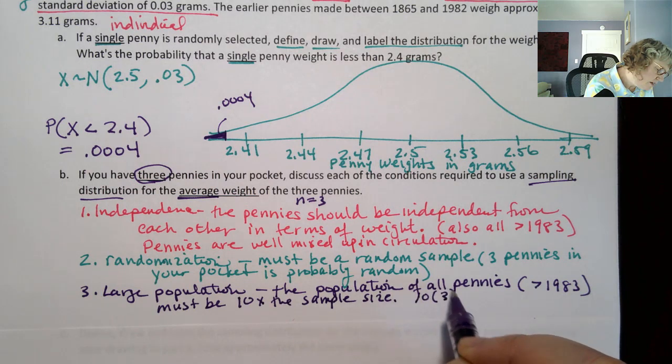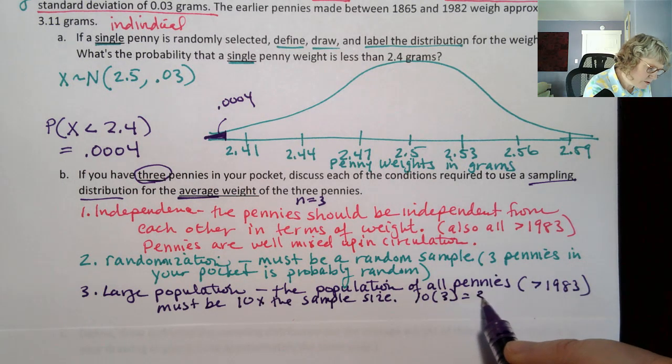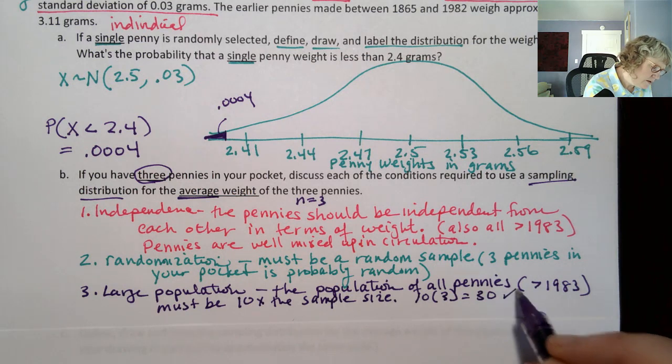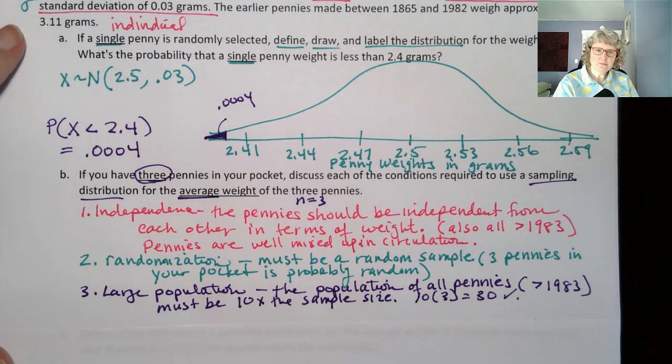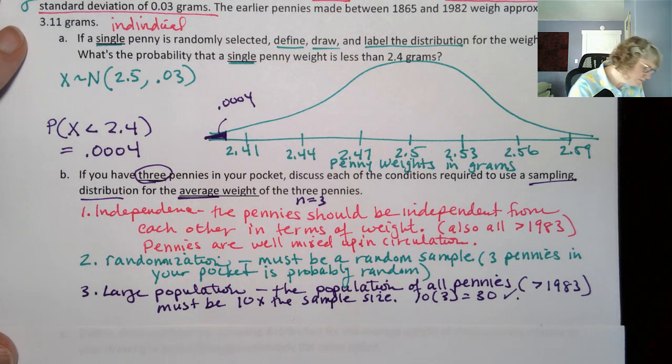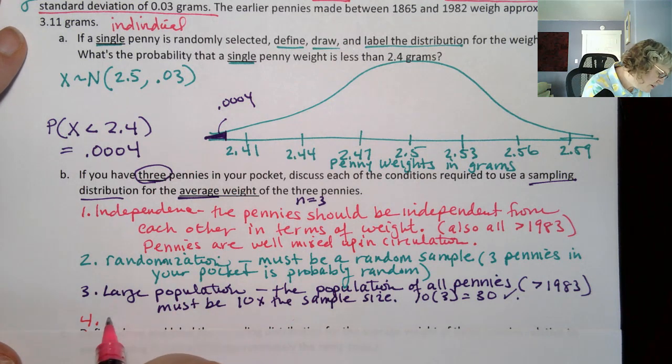10 times 3, we have a very small sample. 10 times 3 is 30, so yes, that checks out. Definitely more than 30 pennies in circulation. Okay, for our last one, I'm going to squeeze it in here, is our sample size condition.